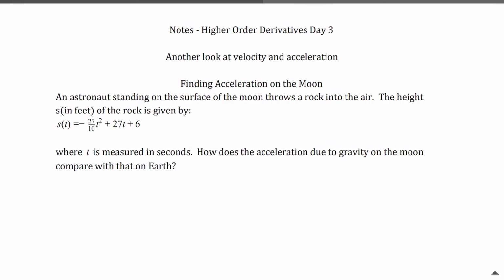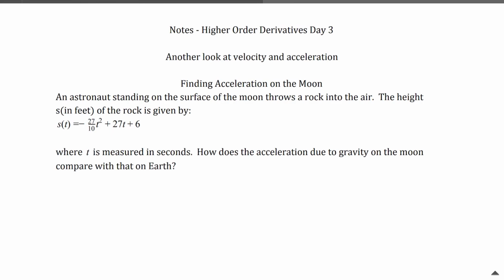So in this first question, you see that we have an astronaut standing on the surface of the moon. He throws a rock into the air. The height, s, in feet, of the rock is given by this function: s of t equals negative 27 over 10 t squared plus 27t plus 6, where t is measured in seconds. What we're going to do is compare the acceleration due to gravity on the moon with the acceleration of gravity on Earth, which we've seen has been negative 32 feet per second squared from our previous days of work. So let's start by finding the acceleration.